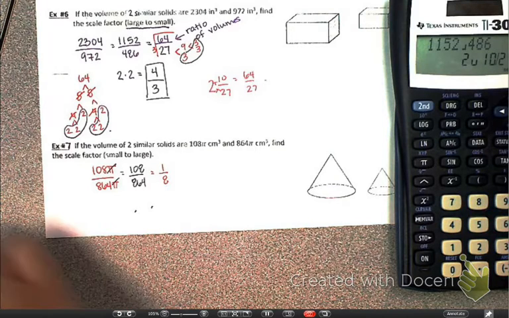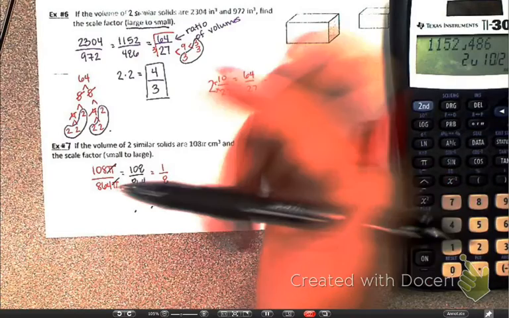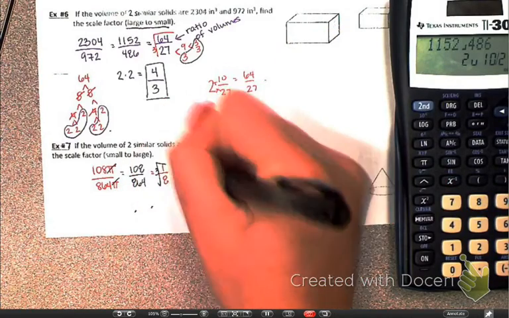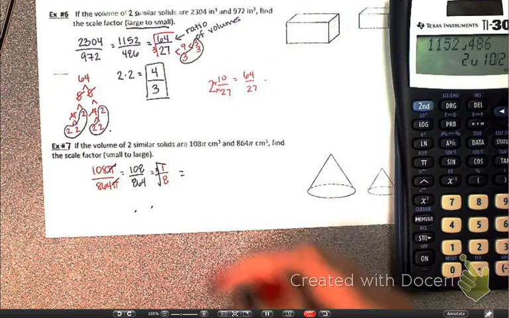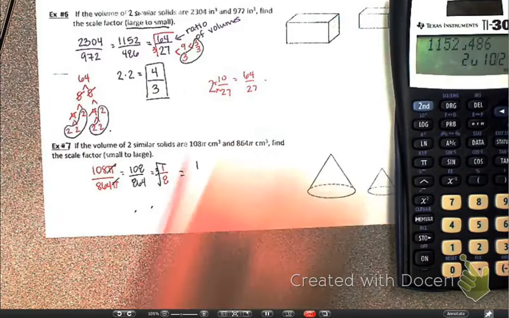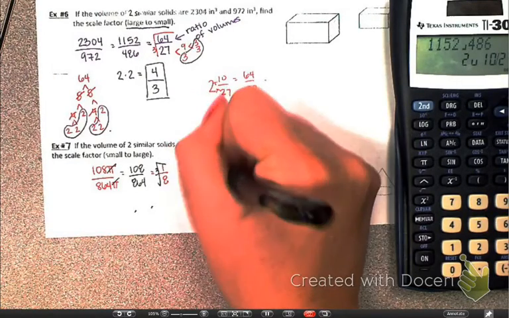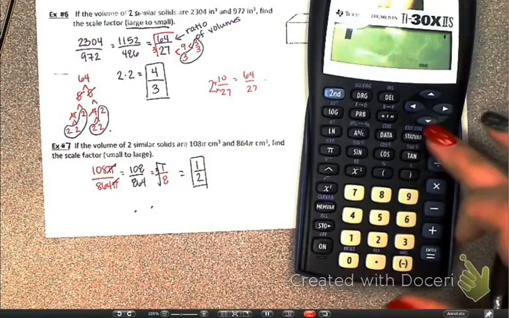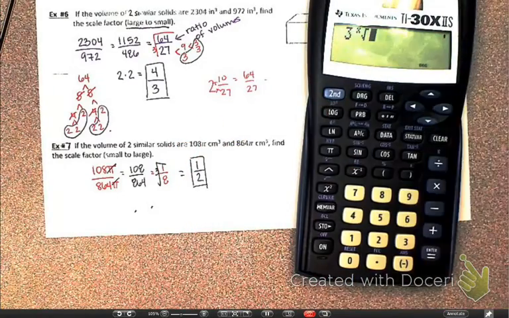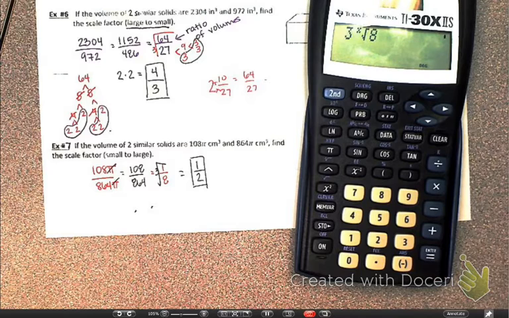Okay, last step is taking the cube root, and hopefully you plug that into your calculator. What is the cube root of 1? 1. And what's the cube root of 8? It's just 2. Because 2 times 2 times 2 gives me 8. Remember, you can plug it into your calculator. So cube root of 8 is 2.